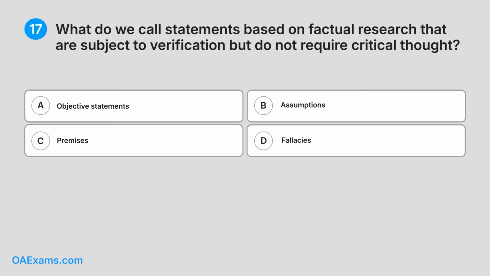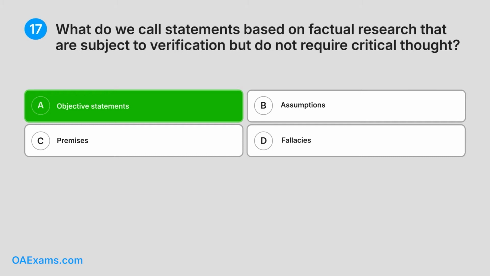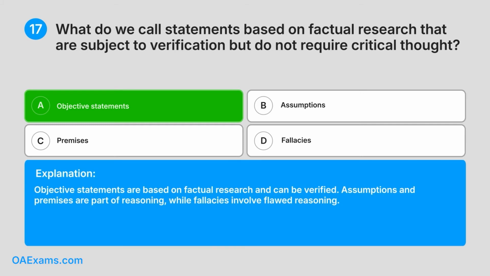Correct answer. A. Objective statements. Explanation. Objective statements are based on factual research and can be verified. Assumptions and premises are part of reasoning, while fallacies involve flawed reasoning.